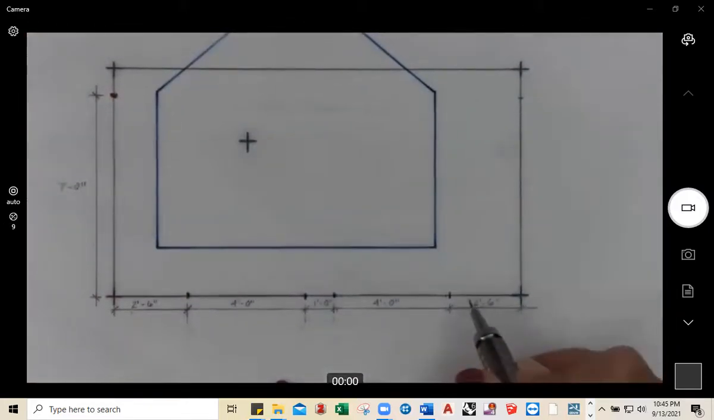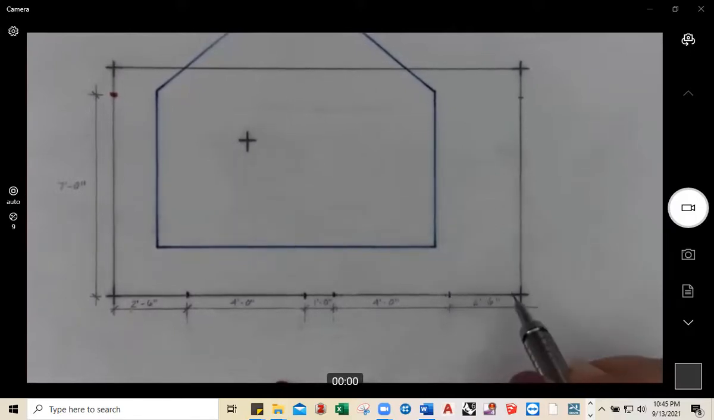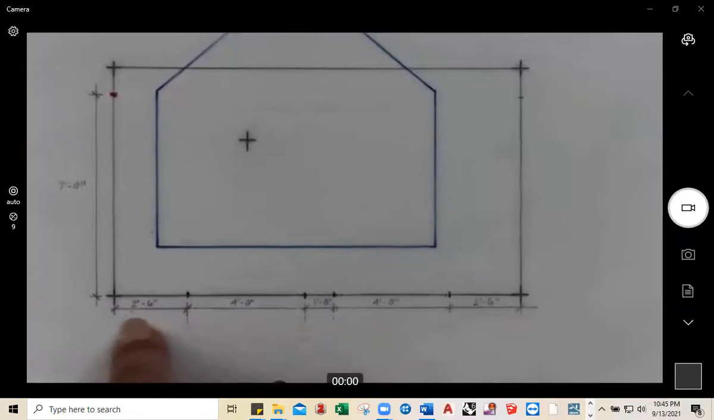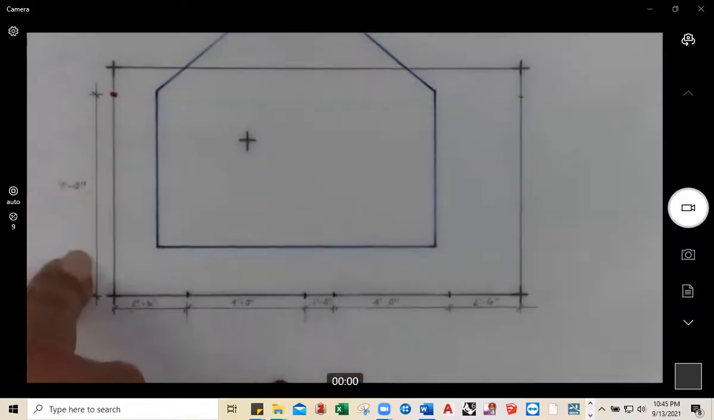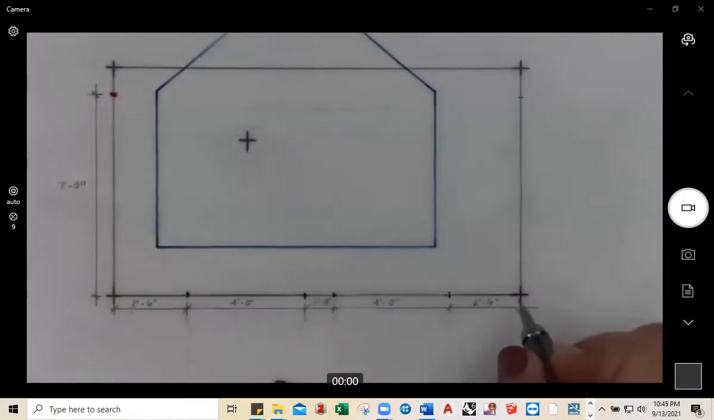Measure your 2 feet 6 and then add your tick mark. Do not add these dimension lines. That's just for reference. These dimension lines are only for reference, so don't add them to your sheet. All I want you to do is measure it and put a tick mark.